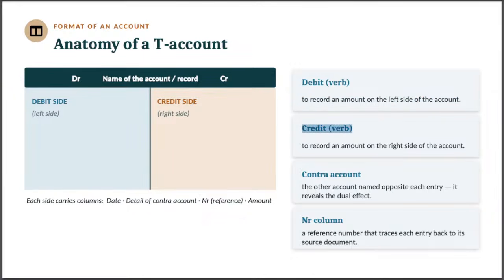And when we say credit, that's a verb again. It means to credit an amount on the right side of the account. A contra account is the other account named opposite each entry. It reveals the dual effect. And the NR column here is a reference number that traces each entry back to its source.